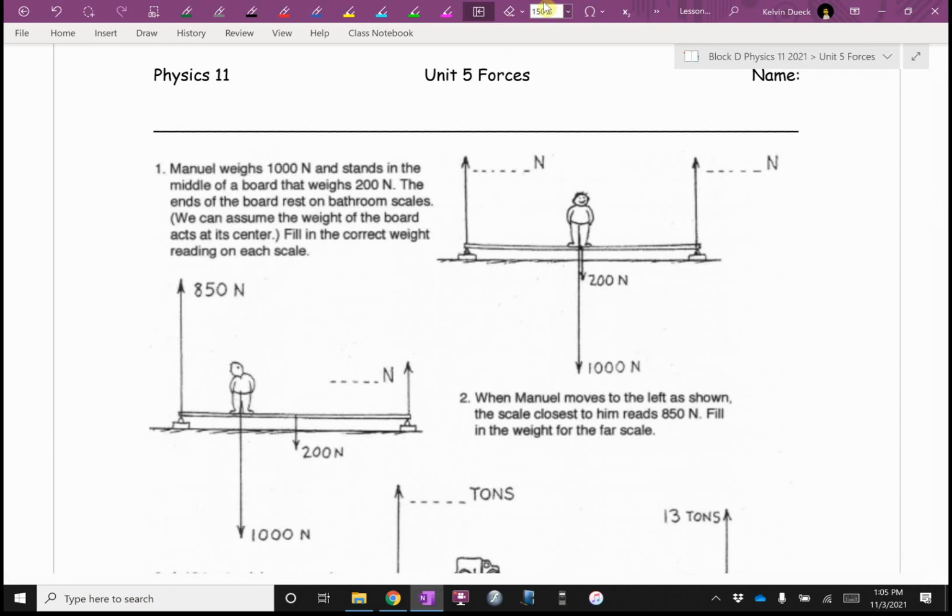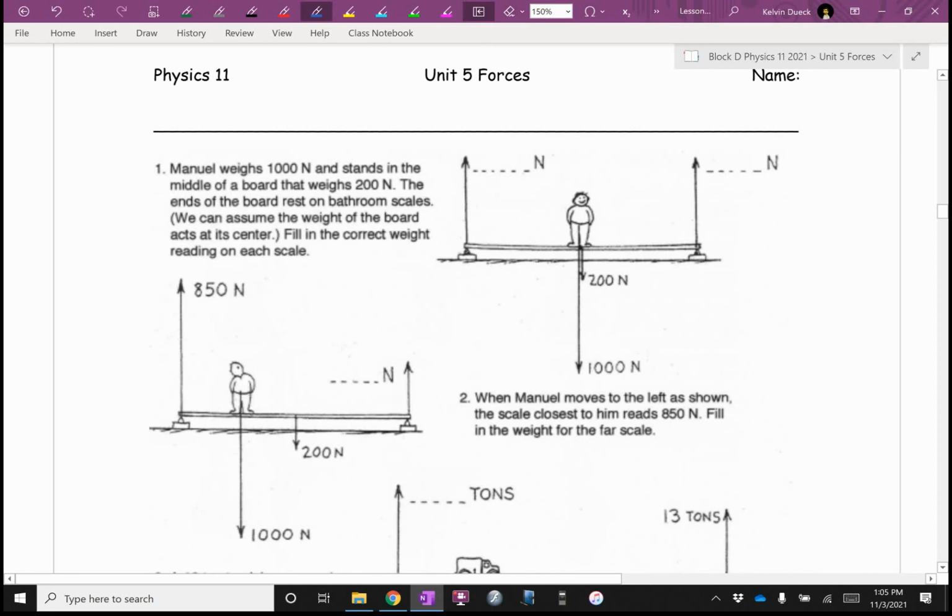Let's do some numbers here. It says this, Manuel weighs 1,000 newtons. What that means is gravity is pulling down with a force of 1,000 newtons on Manuel. And he stands on a board that weighs 200 newtons. Gravity is pulling down with 200 newtons. The ends of the boards rest on bathroom scales, and it looks like from the picture the bathroom scales are pushing up. They have to be pushing up.